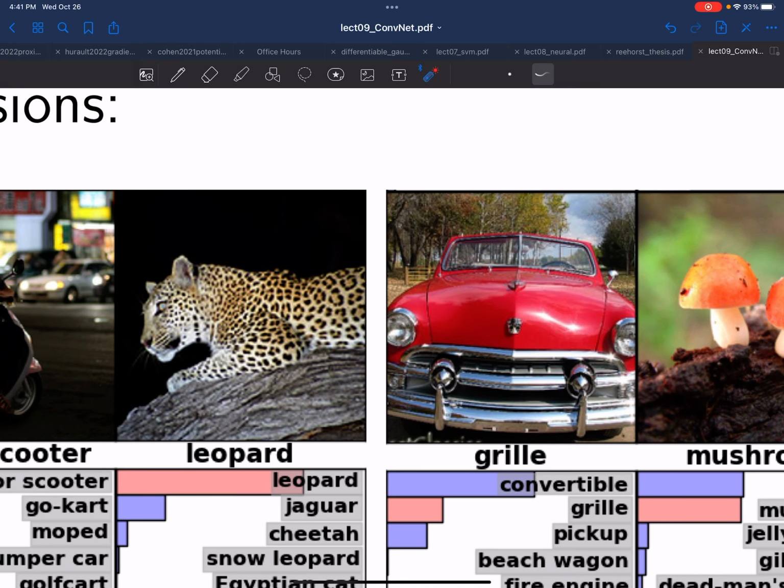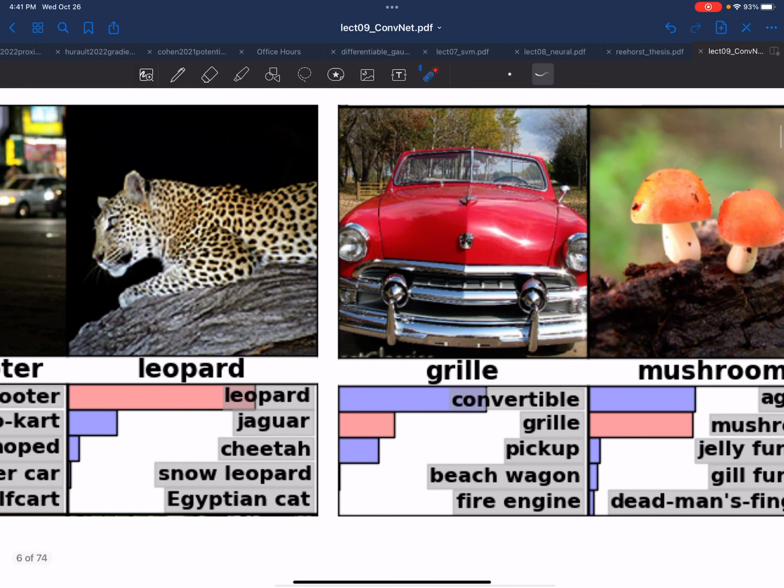and so on. And then this shows, for a given classifier, the top 5 classes that it came up with, as well as its confidence on those classes. So this particular classifier for this image thought the most probable class was convertible. Second most probable is grill. Third most probable is pickup, and so on. And here, we have leopard, jaguar, cheetah, and so on.